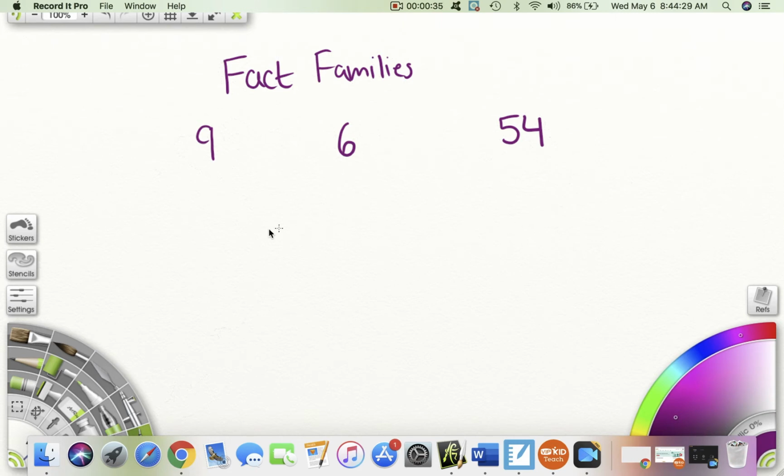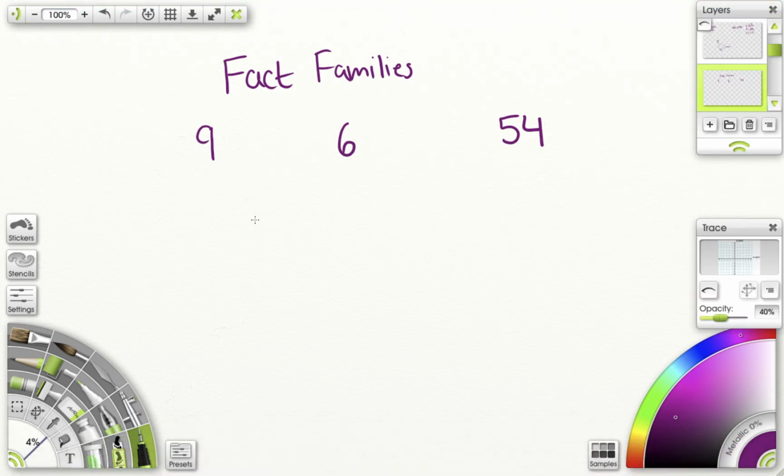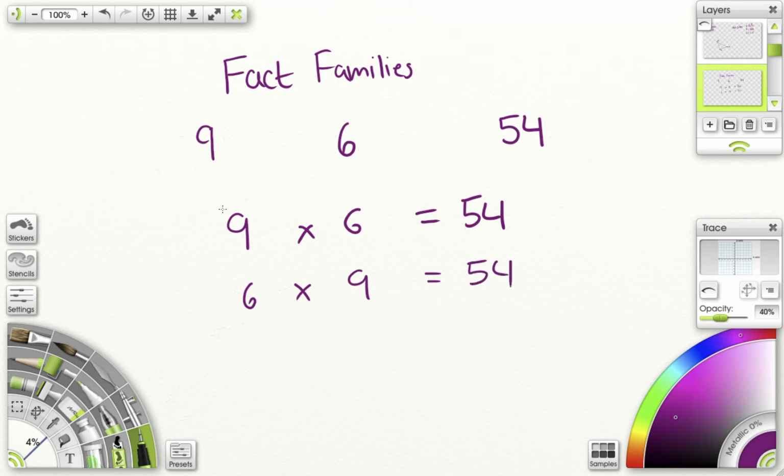They're related to each other because if I did 9 times 6, 9 times 6 equals 54. If I do 6 times 9, that equals 54. Because if I have 9 groups of 6 pieces in each group, that's 54 pieces altogether. Or if I have 6 groups with 9 pieces in each group, that is also 54.